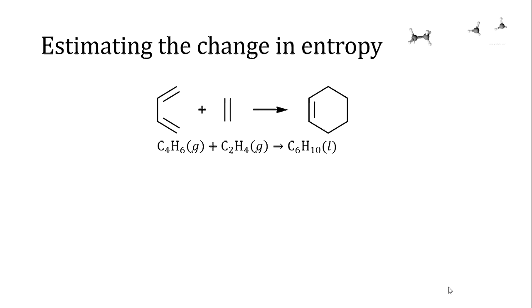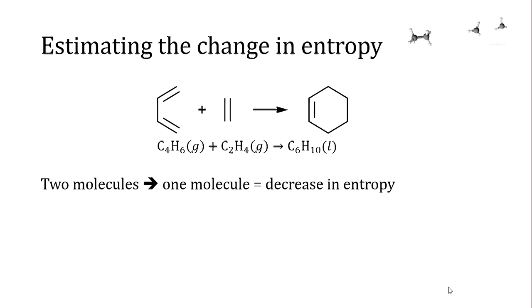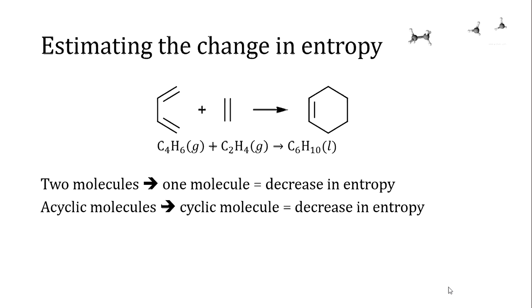Here's an example where we can estimate the entropy of a particular reaction. And to help us out, I've given the chemical states of the substances in the reaction. If you don't have access to state information, then you need to base your judgment on other factors based on the structures of the molecules. So for this particular system, we have a reaction where two molecules are converted into one molecule. This would be a decrease in number of particles, so a decrease in entropy. We have acyclic molecules being converted into a cyclic molecule, also a decrease in entropy.